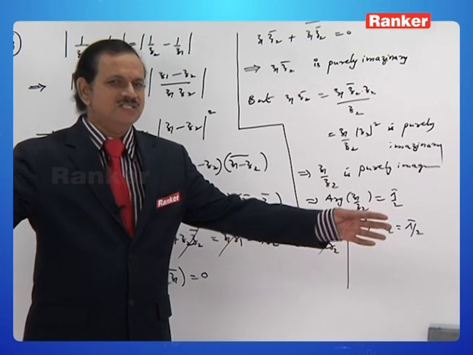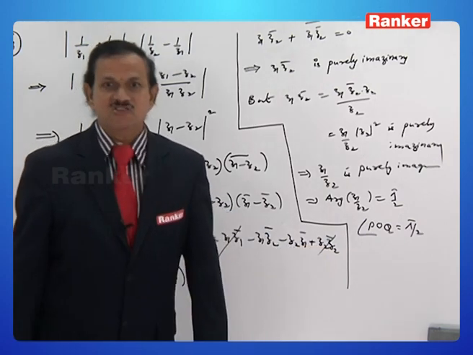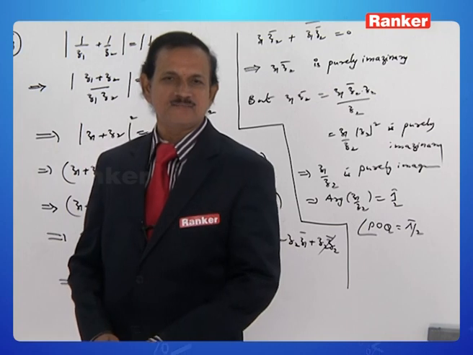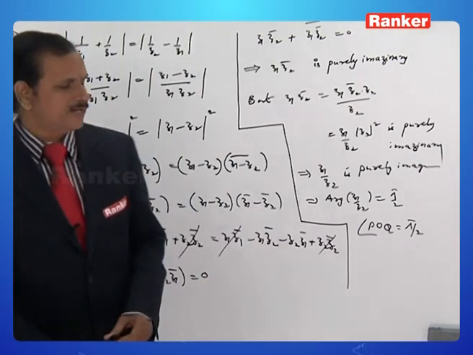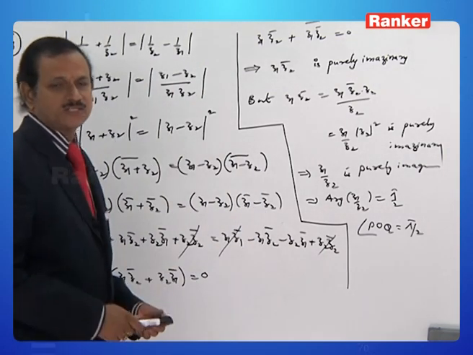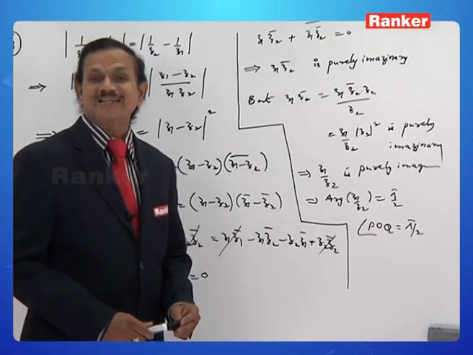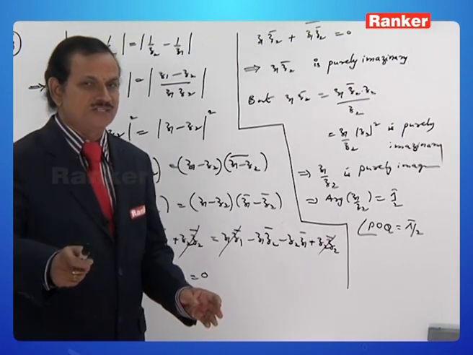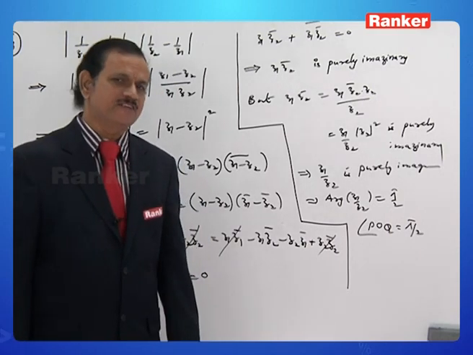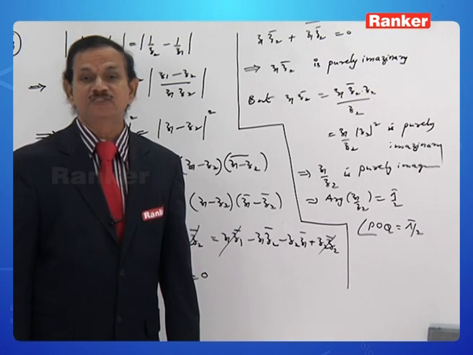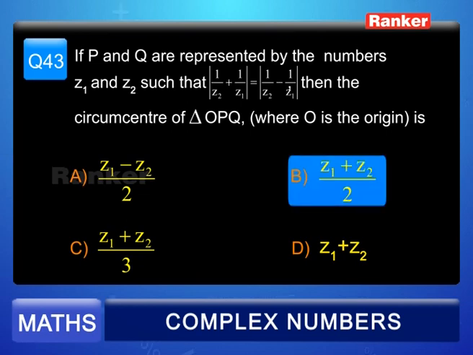Whatever it might be, it is a right-angled triangle. Hence, what can you say about the circumcenter of a right-angled triangle? In the case of a right-angled triangle, we all know that the circumcenter is just nothing but the midpoint of the hypotenuse. Here in the triangle OPQ, O is the vertex containing the origin. Hence, what is the hypotenuse? PQ. Therefore, the circumcenter is the midpoint of the hypotenuse, that is midpoint of PQ. We know about P and Q, they are Z1 and Z2. Hence, the midpoint of PQ is just nothing but Z1 plus Z2 by 2. Is it available? Surely, of course, in option B.